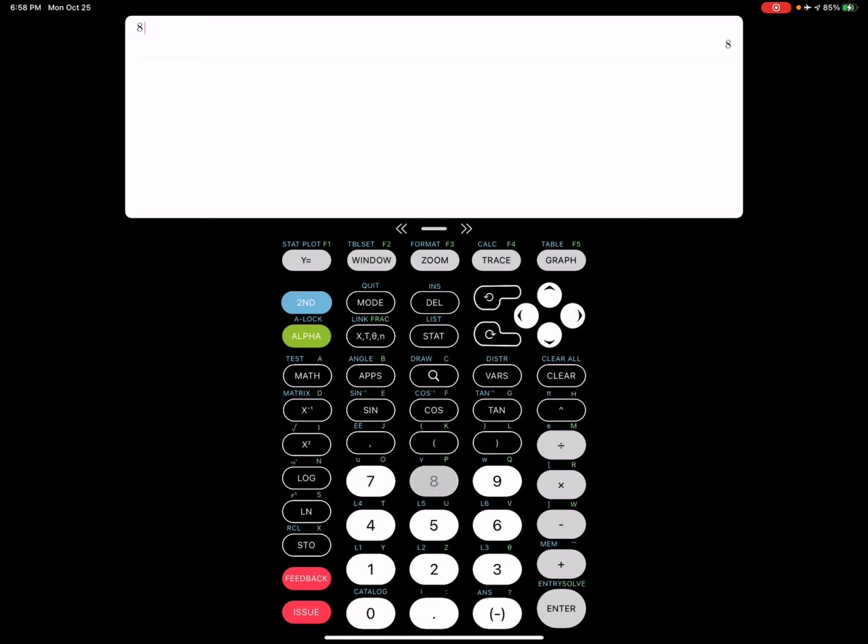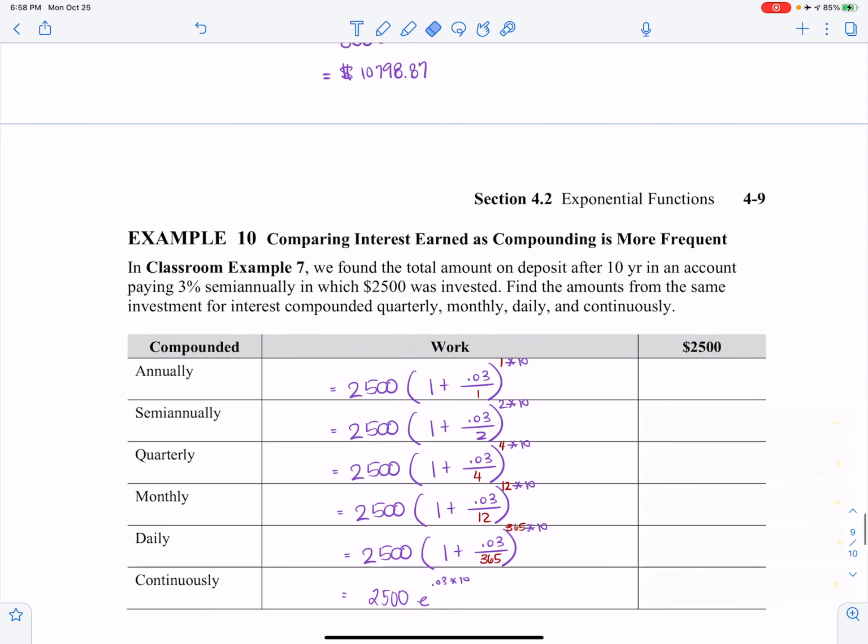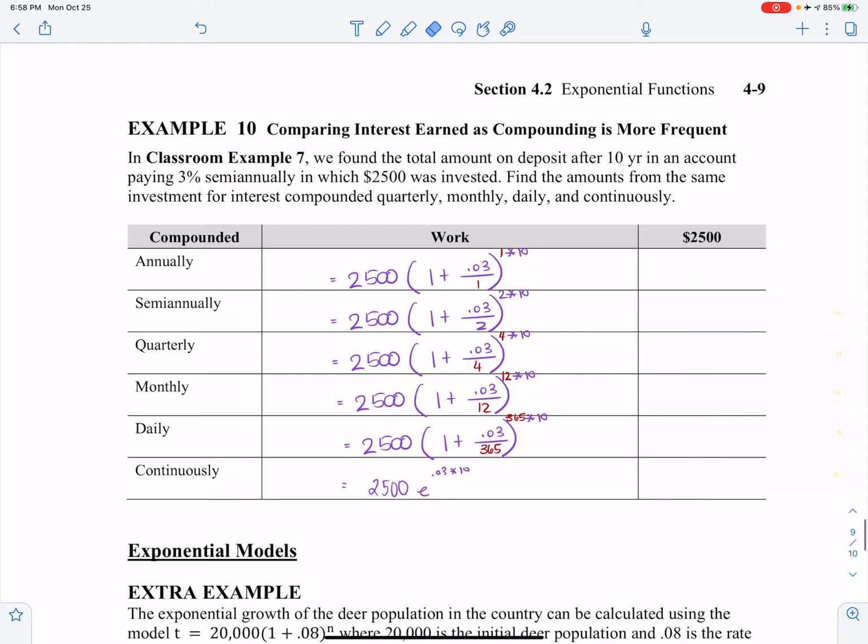$8,000, and we're going to multiply that by E raised to the 0.05 times 6 power. And then you can see there that we have the value of $10,798.87. And so if I uncover what I have here, that's exactly what I've got, $10,798.87.